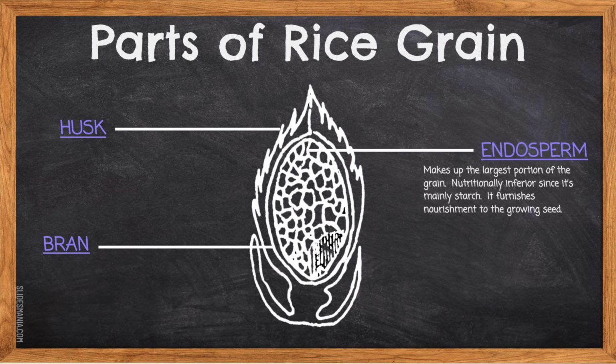Next layer is endosperm. It makes up the largest portion of the grain. It's nutritionally inferior since it's mainly starch. It furnishes nourishment to the growing seed.